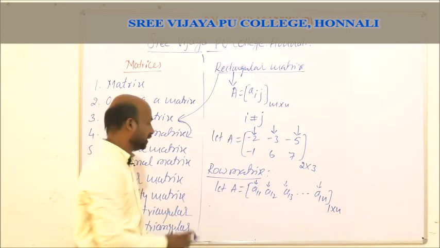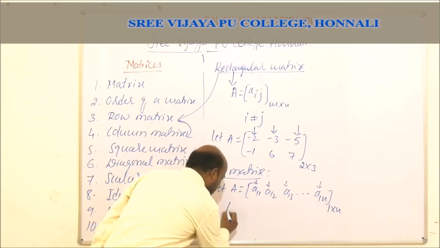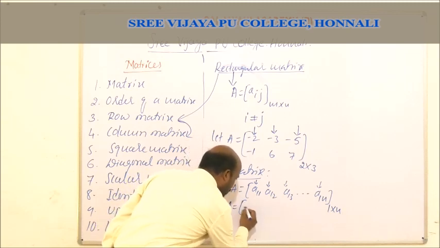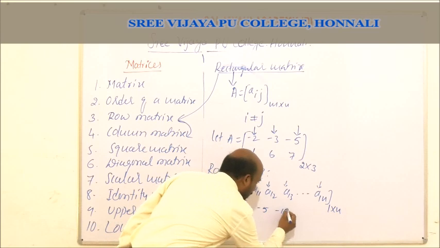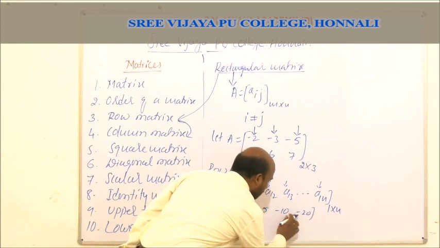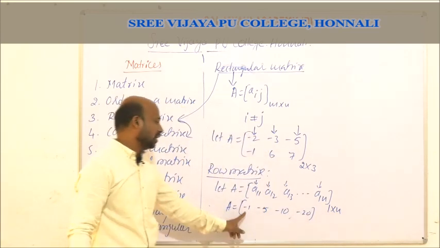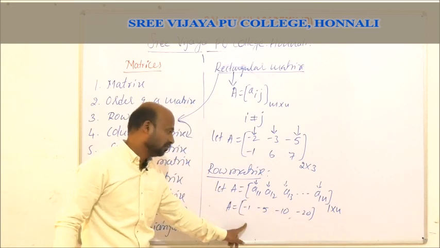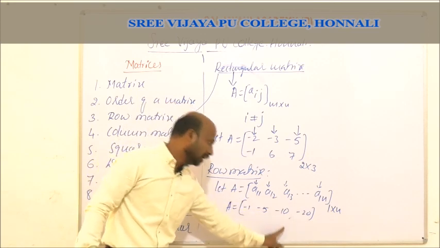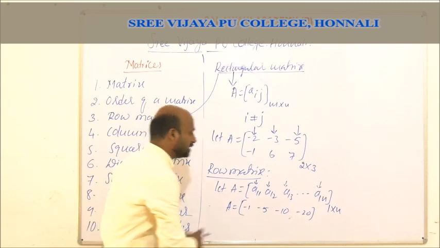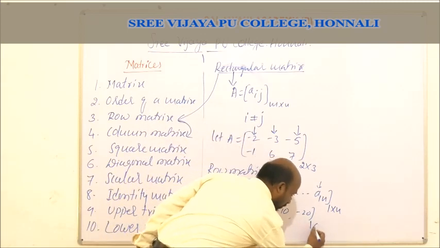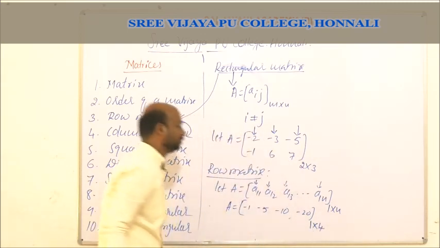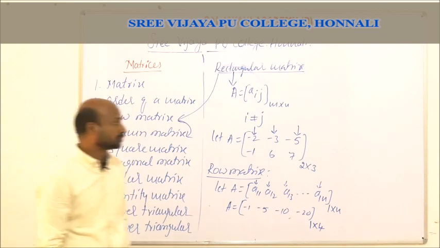That is a row matrix. So particularly we can take the matrix A = [-1, -5, -10, -20]. It has only one row, but the number of columns: first column, second column, third column, fourth column. So its order is one row, but the number of columns is 4. That is a row matrix.